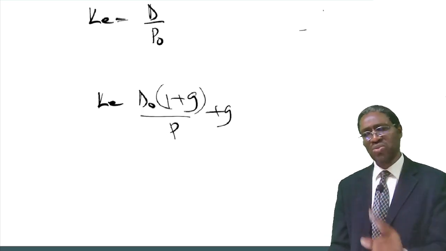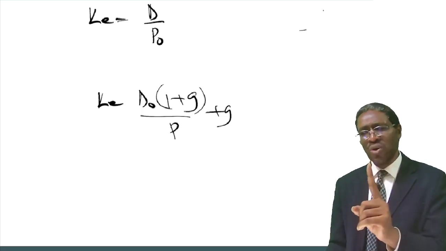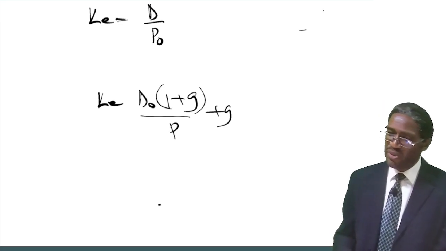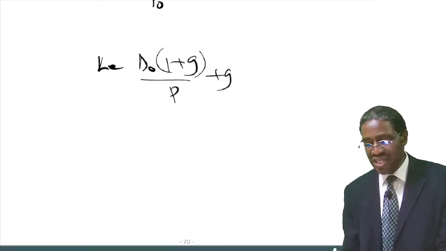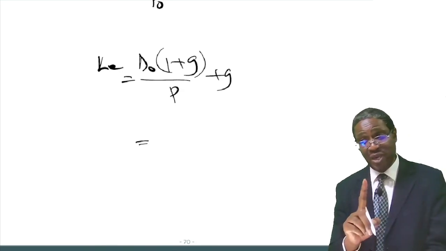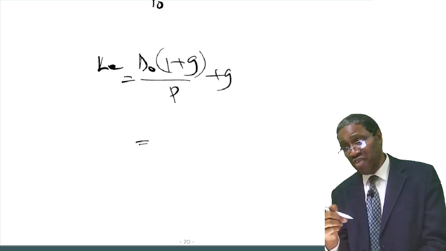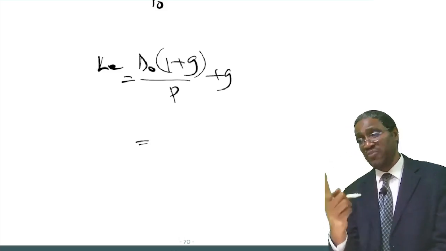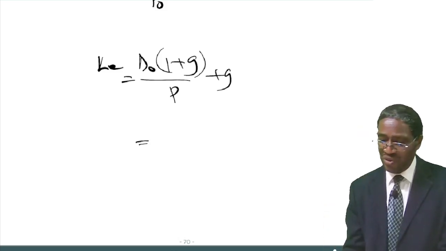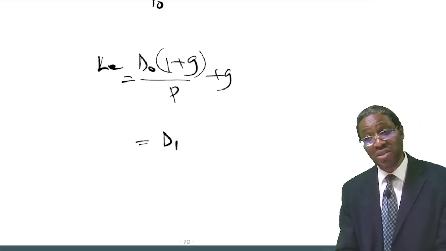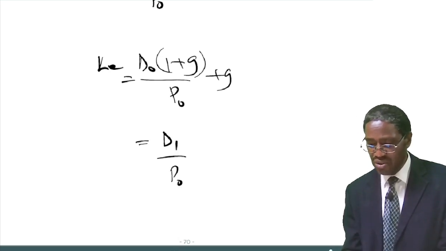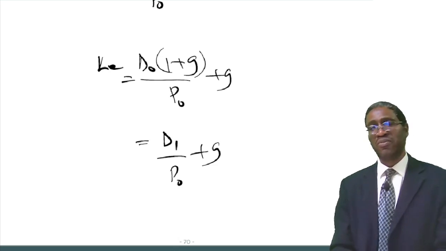Then I told you, if you take D naught into 1 plus G, what does that represent? It represents the expected dividend. Remember, D naught is the dividend they have paid. What is the growth? 5%. So we expect it to grow by 5%. So we expect a dividend of how much at the end of the year? This much. Whatever we're expecting now becomes D1. Okay? Where we said you can now take D1, divide by P0 plus G.